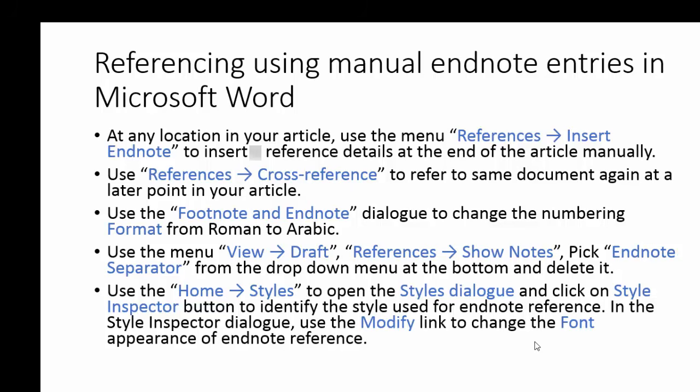Use the menu View, Draft, References, Show Notes. Pick Endnote Separator from the drop-down menu at the bottom and delete it if you do not want to see that line separating your document and the list of references. Use Home, Styles to open the Styles dialog. Click on the Style Inspector button and identify the style used for the endnote reference. And then in the same dialog, you can use the Modify link to change the font appearance of the endnote reference. And this is all that is required to list the endnotes at the end of your document in the sequence that you are going to use in your document.